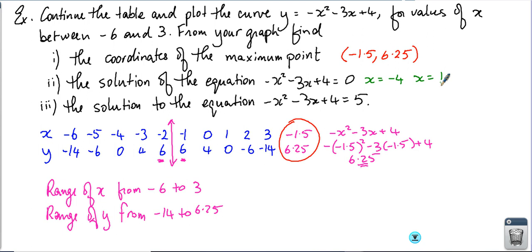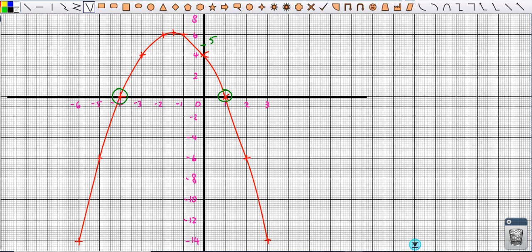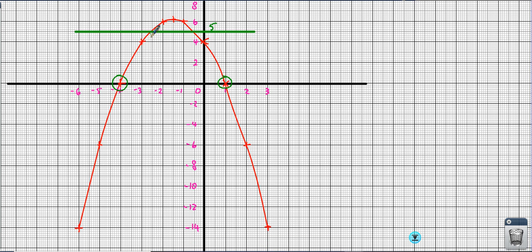The last one, the solution to the equation minus x squared minus 3x plus 4 equals 5. Now, as you can see, this is the same as the previous equation. The difference is that there it was equal to 0, here it's equal to 5. So what do I need to do? I'm going to go on the graph, find y equals 5, draw a line where y is equal to 5, and see where that line meets the curve.